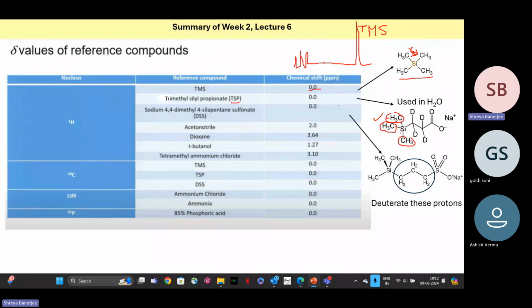Similarly, there are other options like DSS. In DSS, again, you deuterate the other protons so that you have only one peak for the reference. And there are several other options. The reference compound is basically a point compared to which you take the chemical shifts of your other samples.